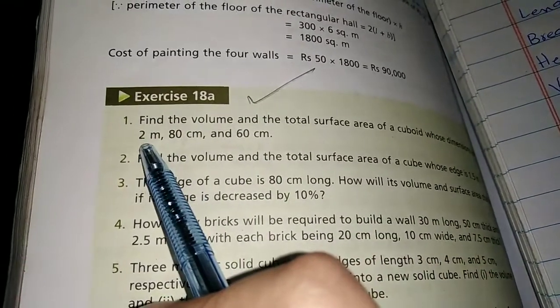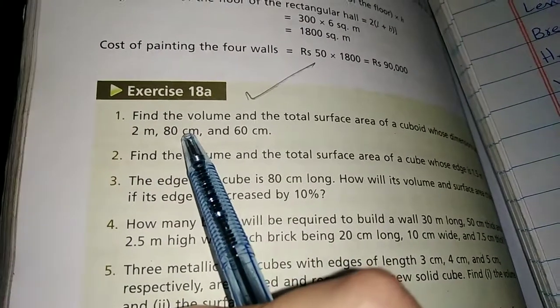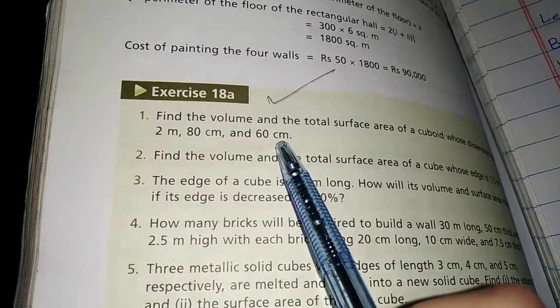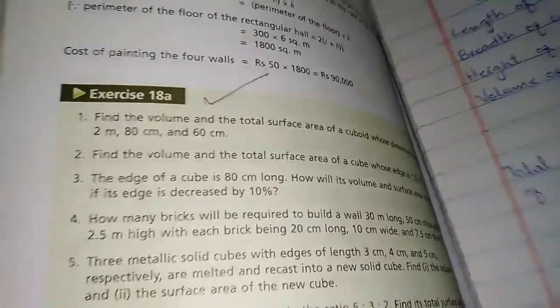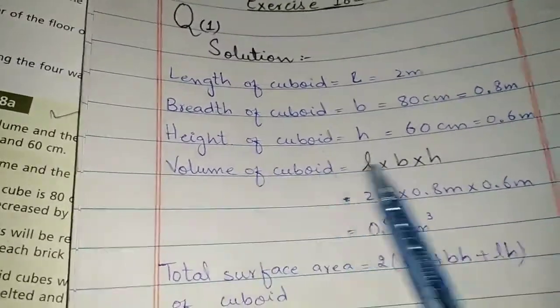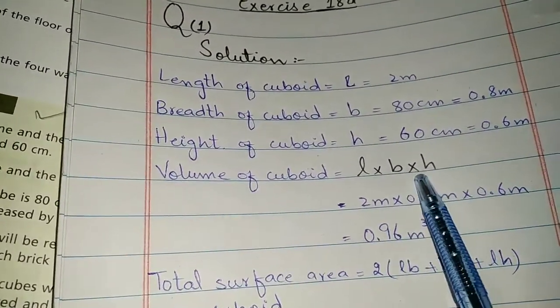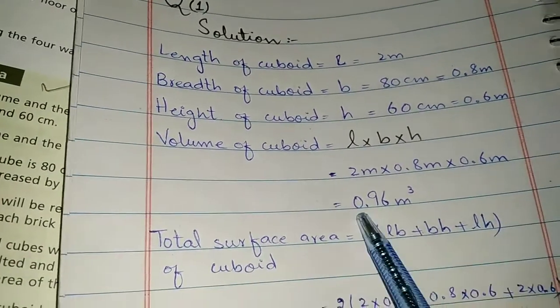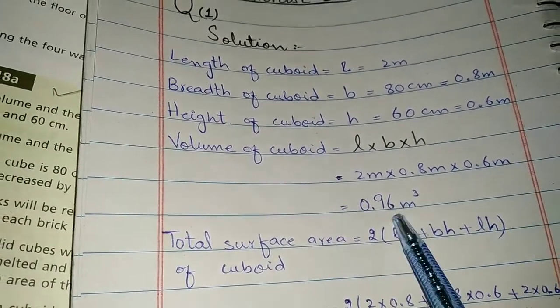So length of a cuboid is 2 meter. Breadth of a cuboid is equal to 0.8 meter and height of a cuboid is equal to 0.6 meter. So volume of a cuboid is length multiplied by breadth multiplied by height. So 2 multiplied by 0.8 multiplied by 0.6. We get the answer 0.96 meter cube.